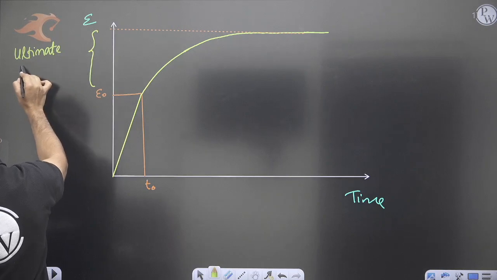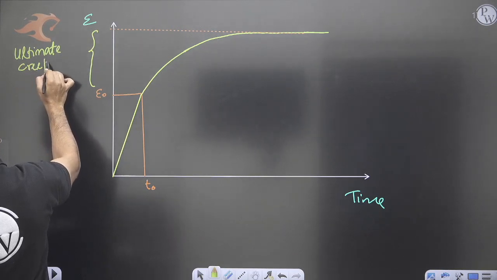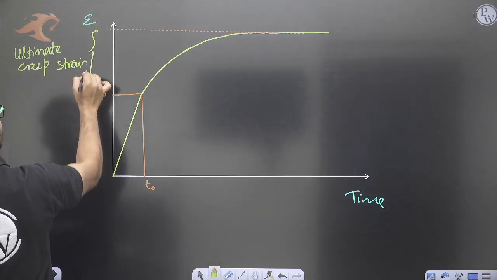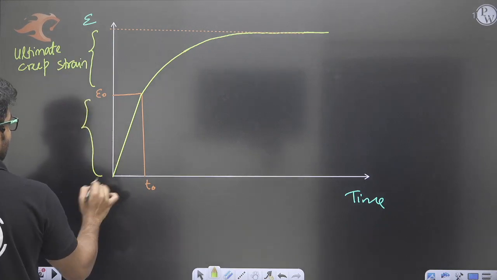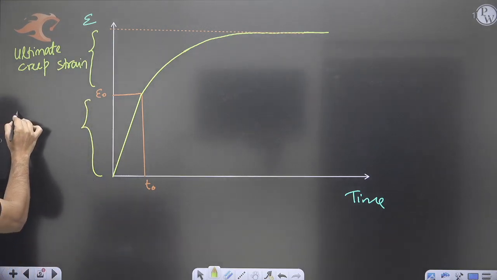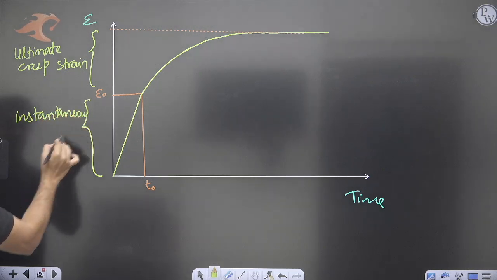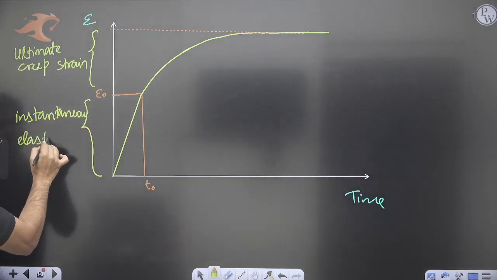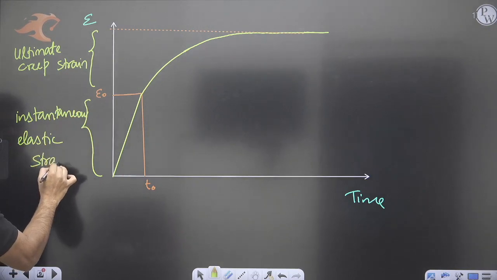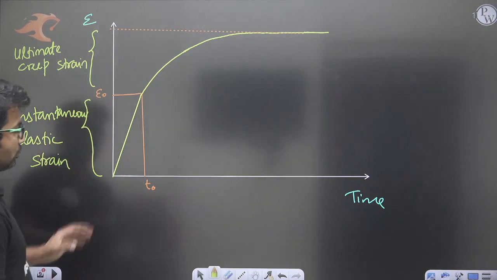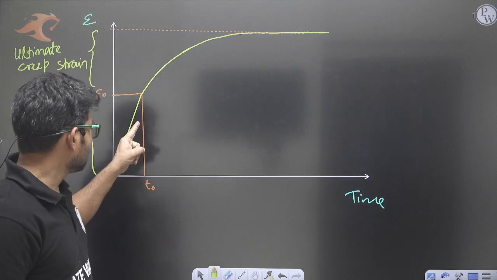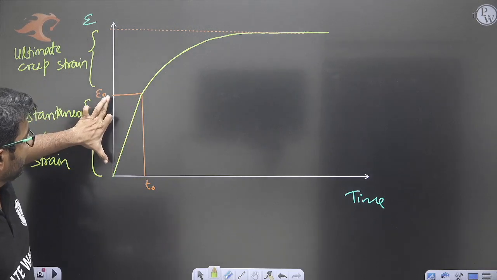Ultimate creep strain, and this is the instantaneous elastic strain. So as the time is increasing, this much strain happened at time t equal to t naught.